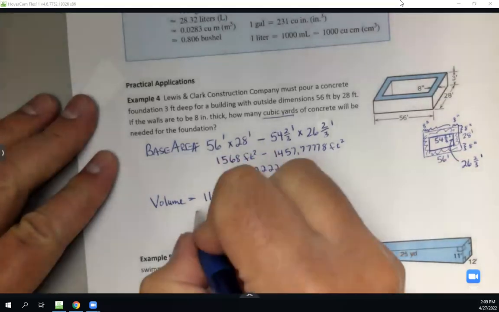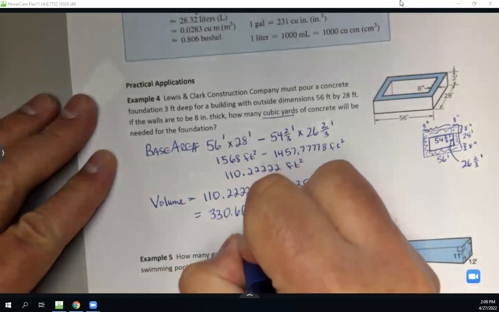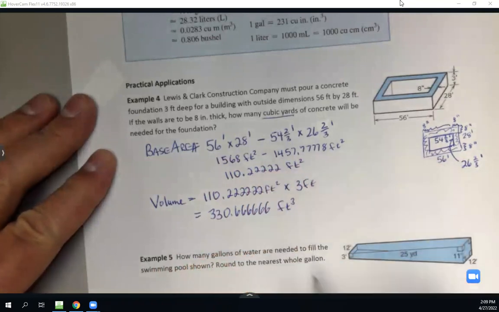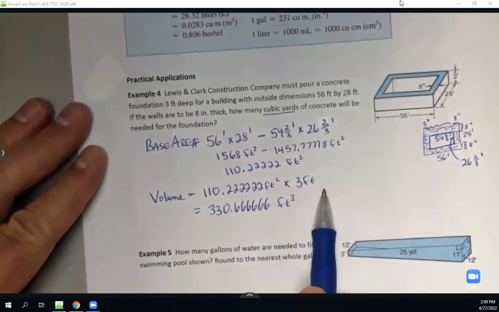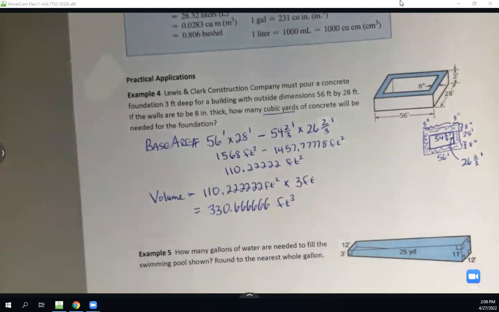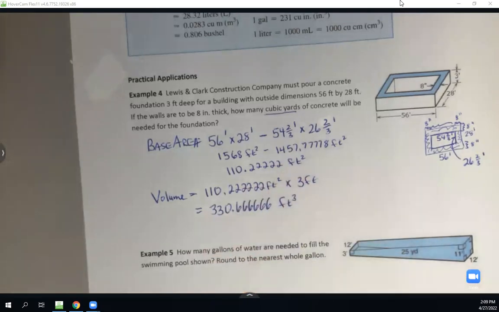Okay, so this is equal to 330.6 repeating. And now that's cubic feet. Again, square feet times feet will be cubic feet. Or it's volume, and volume is going to be in cubic units. So that's how much concrete I need. I'm going to need about 331, not counting waste or anything like that, about 331 cubic feet.